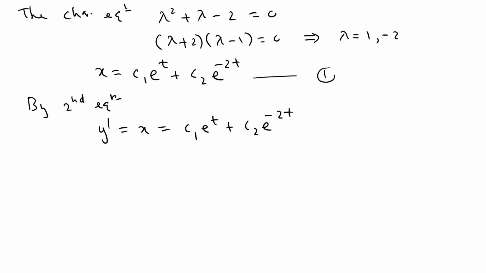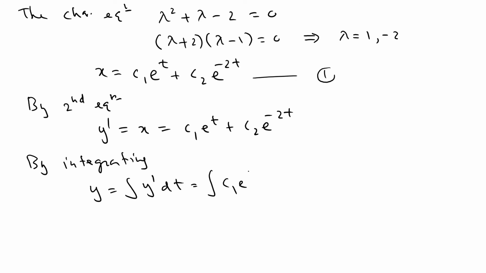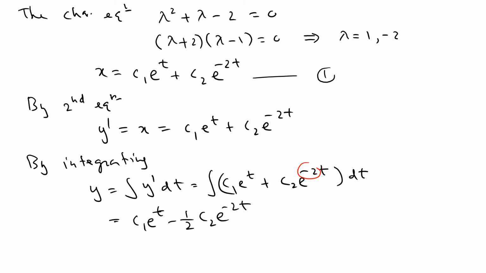Now what do you do to find y? Just integrate. So by integrating, y equals the integral of y prime, that means it's the integral of simply this one, c1 e^t plus c2 e to the negative 2t dt, which equals c1 e^t and then plus, you can see the negative 2, you have divided by negative 2 when you integrate. So you can write this one as negative 1 half c2 e to the negative 2t, because that's the integral.